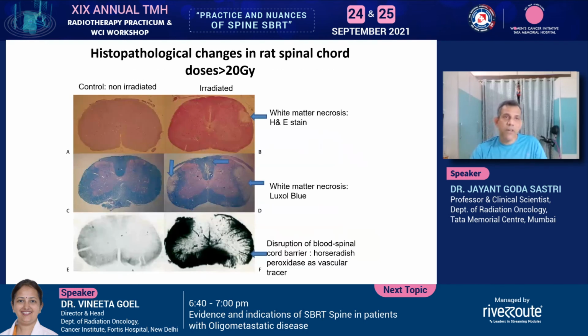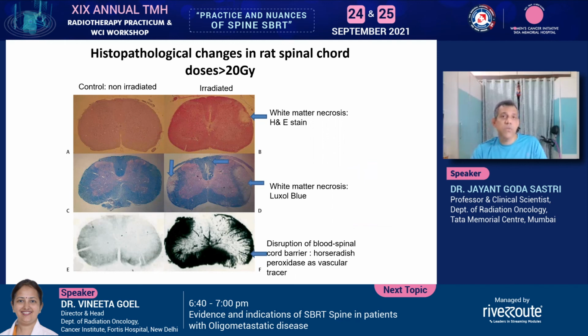This is a simple photomicrograph showing the histopathological changes in the rat spinal cord, which has been exposed to radiation doses of more than 20 gray, which is in the SABR range. On the left-hand side is the control group where the spinal cord has not been irradiated. On the right-hand side, it has been irradiated. What you see in the H&E stain is the white matter necrosis, which can be even better seen when you stain this spinal cord with Luxol blue, which is a stain for myelin, wherein you can see much more profound white matter necrosis. Apart from that, you can also see the disruption of the BSCB, or the blood spinal cord barrier, using horseradish peroxidase as a vascular tracer.